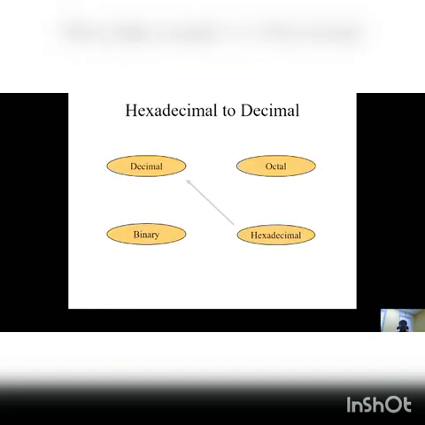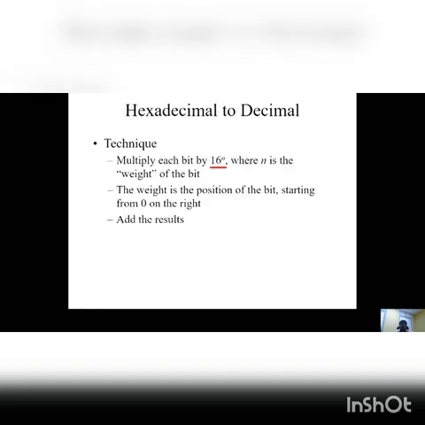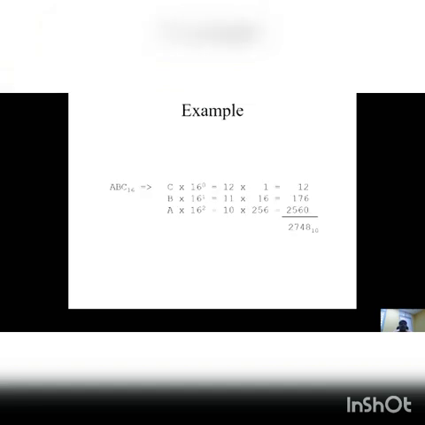Now we see hexadecimal to decimal. A similar procedure will be applied, but here we will use powers of 16, and we will add the results. Let us see an example: ABC. So we will take C into 16 to the power 0, B into 16 to the power 1, and A into 16 to the power 2.